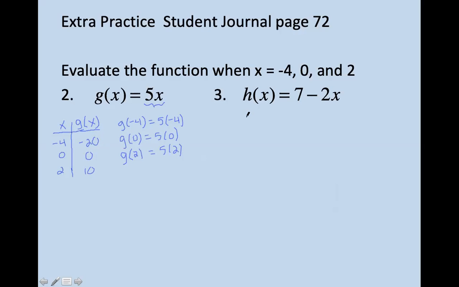All right, same idea on this one. I'm going to make my 2 columns.